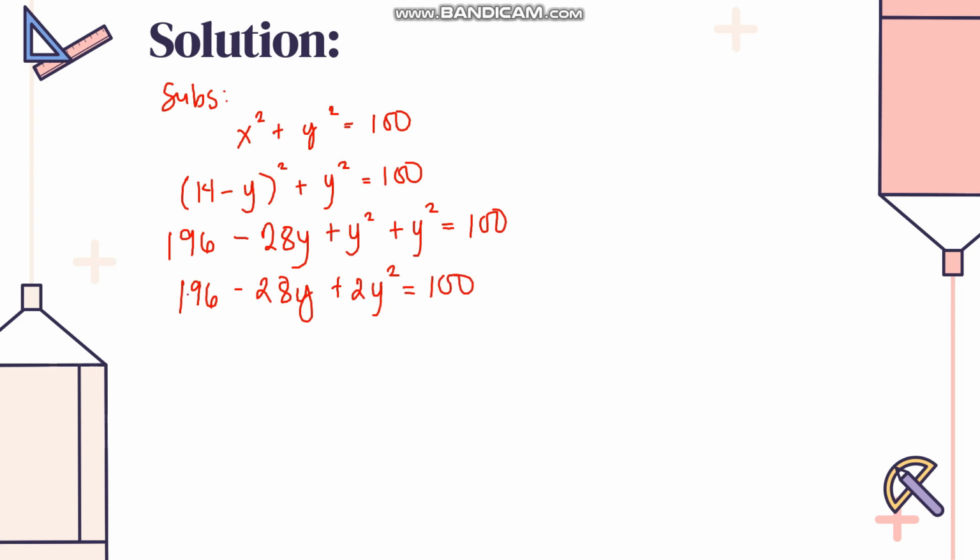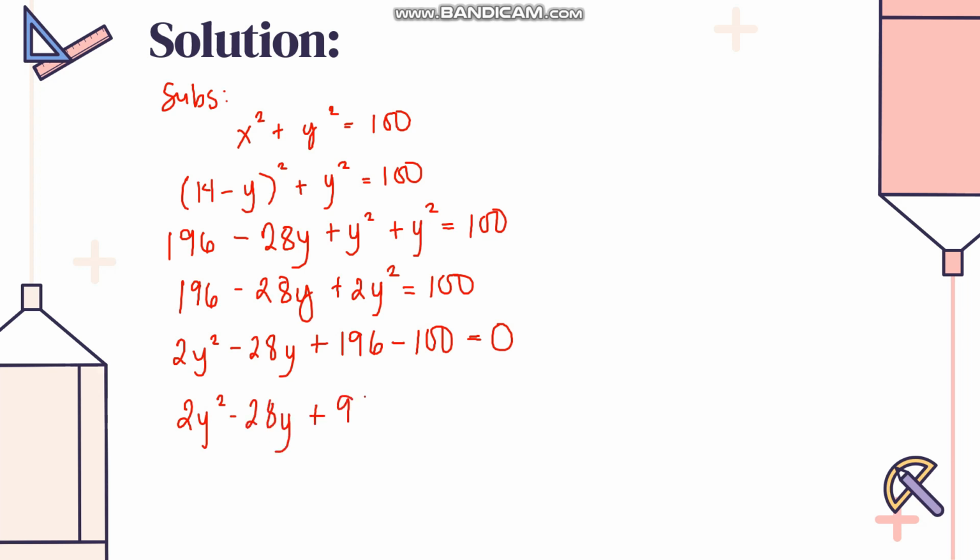We can rearrange the terms here. So we have 2y squared minus 28y plus 196. Then 100, we can move to the other side, so we have minus 100, equal to 0. After that, we can simplify this: 2y squared minus 28y plus 96 equals 0. Now look at the terms of the given equation. As you can see, all of them are still divisible by 2. So simplify them, and we have y squared minus 14y plus 48 equals 0.